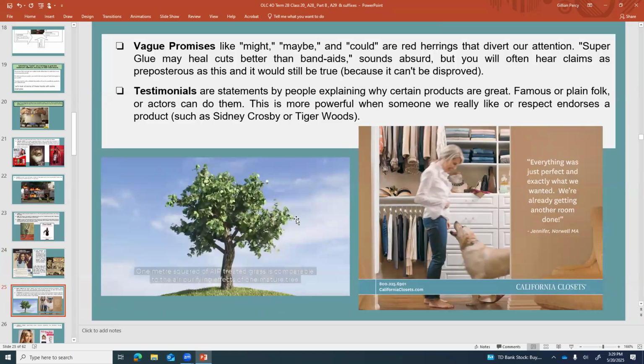Vague promises, we talked about that a little bit already. They'll use what I think of as weasel words that sound good but don't really promise anything. Might, maybe, could, are thought to, seem to. Like, super glue may heal cuts better than Band-Aids. Well, may or may not, right? They haven't told you which way it goes, right?